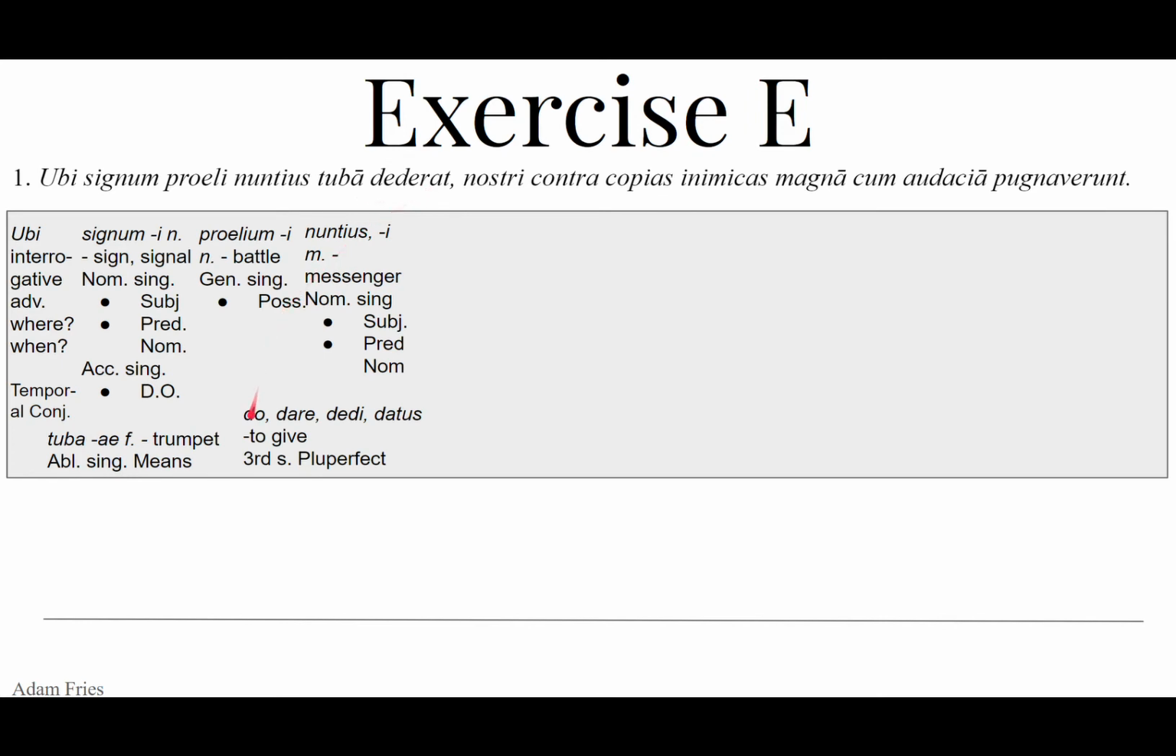Dederat, from do, dare, dedi, datus, means to give. Dederat, erat. So this is the perfect stem of the verb from the third principal part, chop off the i, and the erat ending. Third, singular, pluperfect, he had given. So the messenger is the subject, because he must be in the nominative case. The messenger had given the signal of battle by means of a trumpet. In English, we could also say he gave it on a trumpet.